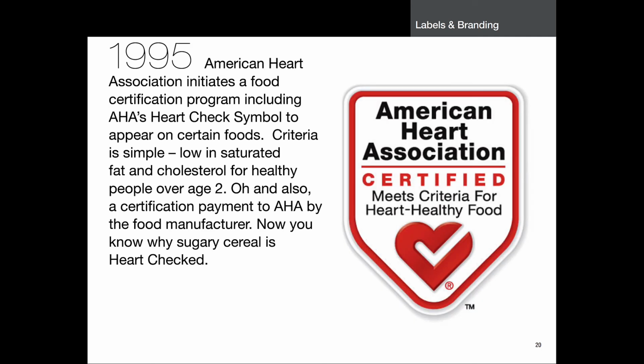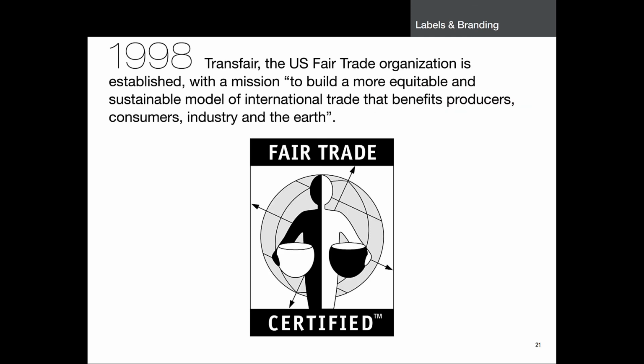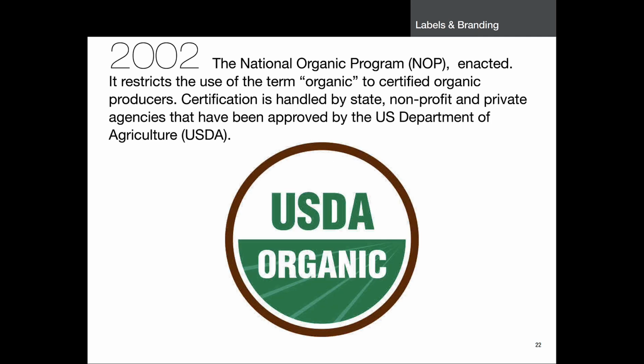In 1995, the American Heart Association has their label that can be put on food that is heart healthy. 1999 or '98, fair trade. You'll see a lot of brands, especially in the coffee and tea space. What this means is that they paid a fair price for the ingredients, be it tea leaves or coffee beans, that they're not paying someone in another country peanuts and then reaping huge profits off it.